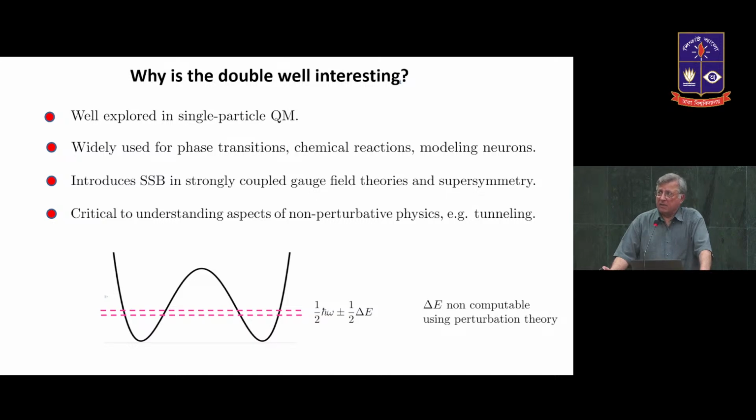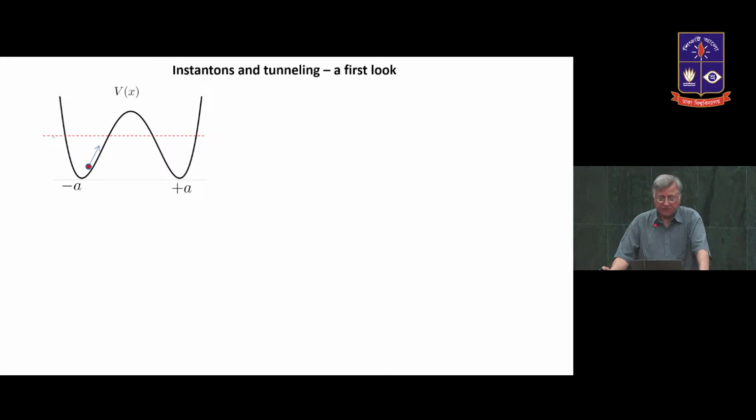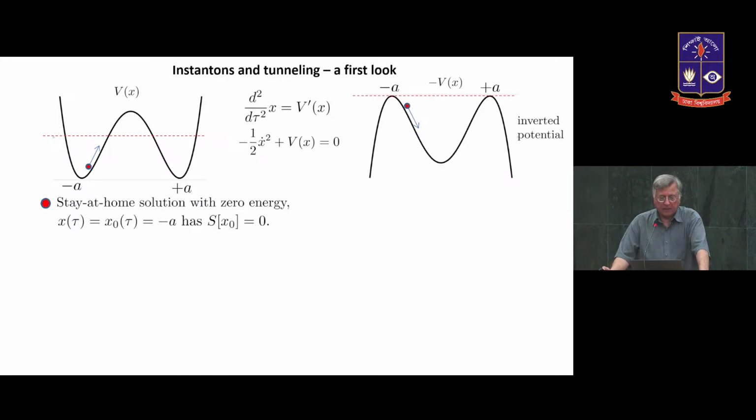In perturbative physics, there's no way for the particle to cross over. Okay, now I'll come to instantons, give you a first quick look at it. So here, imagine there's a particle, the little red dot is a particle. If you don't do anything to it, it will sit at the bottom of the left well, and it'll just keep sitting there and do nothing. If h bar is 0, it'll do nothing.